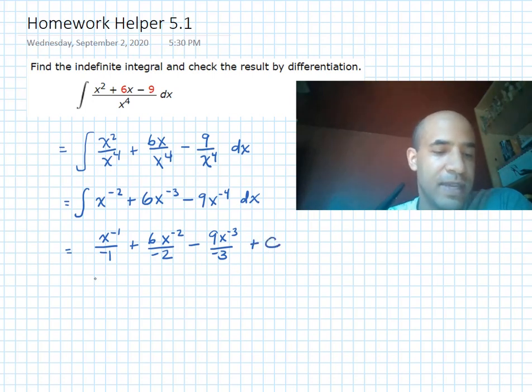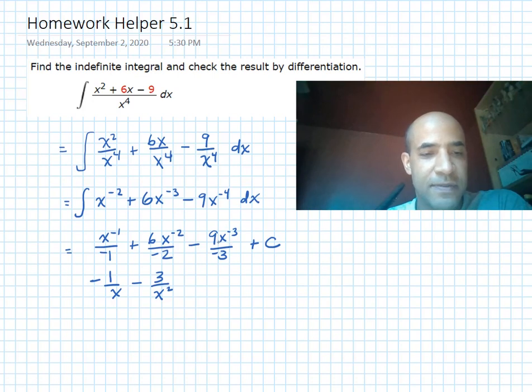One last step, maybe we would rewrite these with positive exponents and reduce the coefficients, right? So what we've got here is negative 1 over x, right? And this one will be negative 3 over x squared, right? That x to the negative 2 goes down to the denominator. Same thing with the x to the negative 3 and 9 over negative 3, so we'd probably make that plus 3 over x to the third plus c.